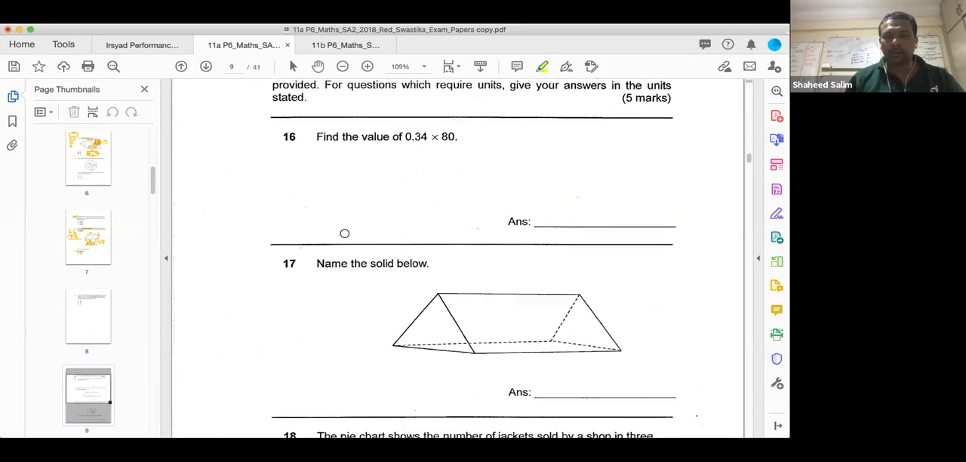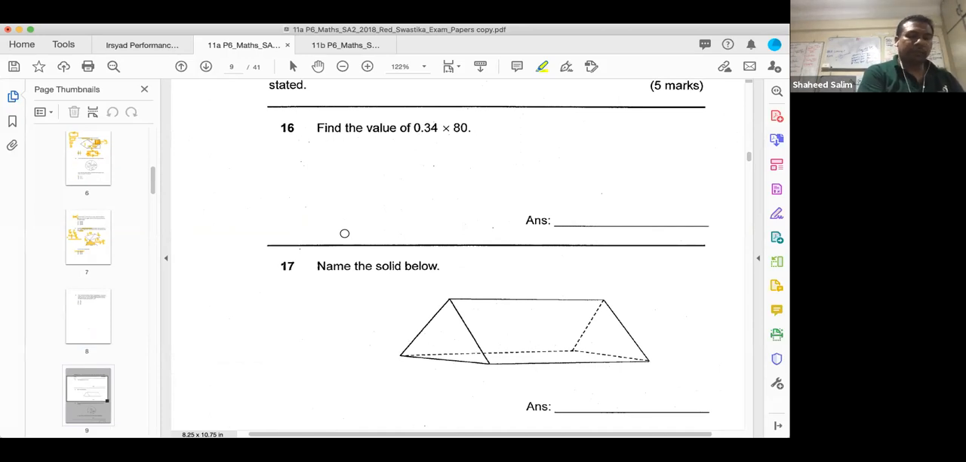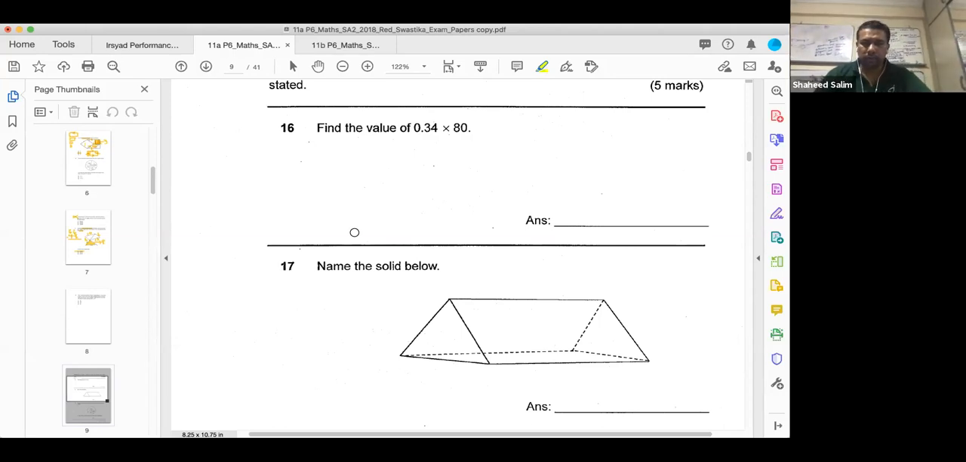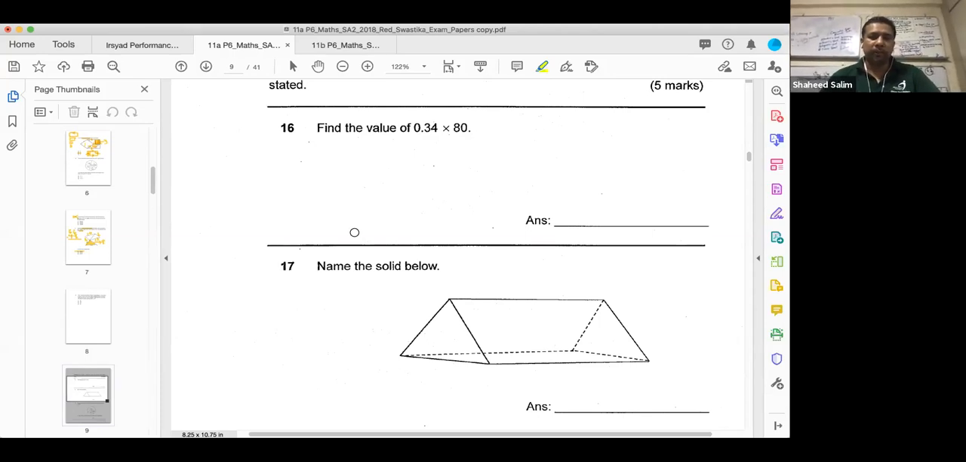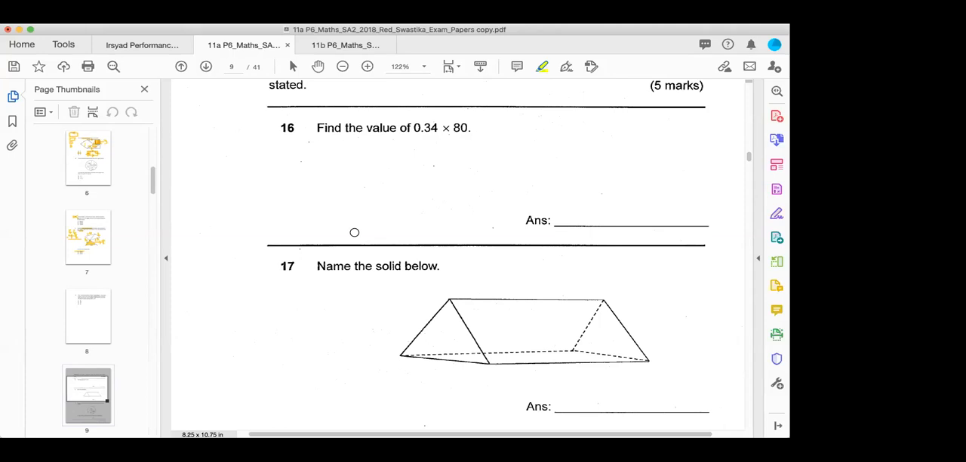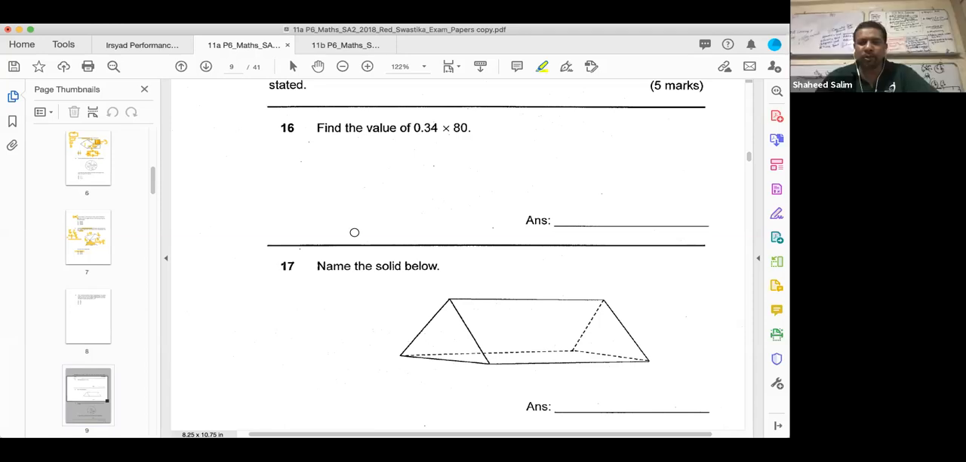Okay, next two. Can you work out the answer? Questions 16 and 17. 6.40. Okay. 6.4. Question 17 must be done. Actually, no need, but you just guess what the shape is. Anyone know the shape of 17? What do we call it?